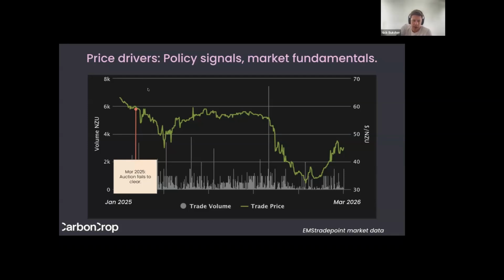The timing here doesn't completely match up. I think the auction failed to clear a couple of days before this dip here. There also, I think on the date of the dip, there were some announcements about the LUC restriction policy. In my view, they probably weren't correlated, because if anything, LUC restrictions should drive increased scarcity of units, which should be a signal to push the price up.